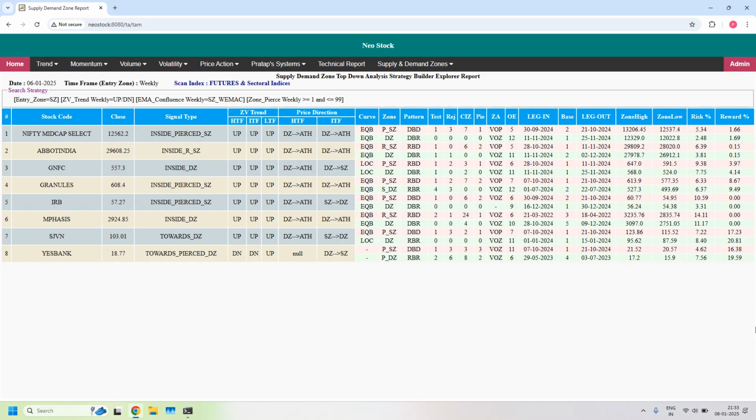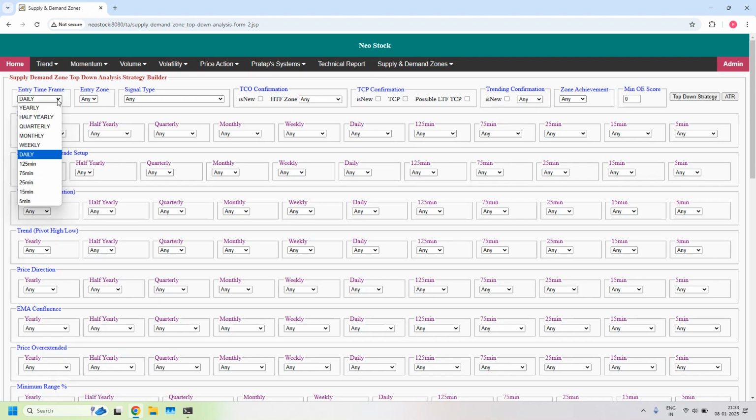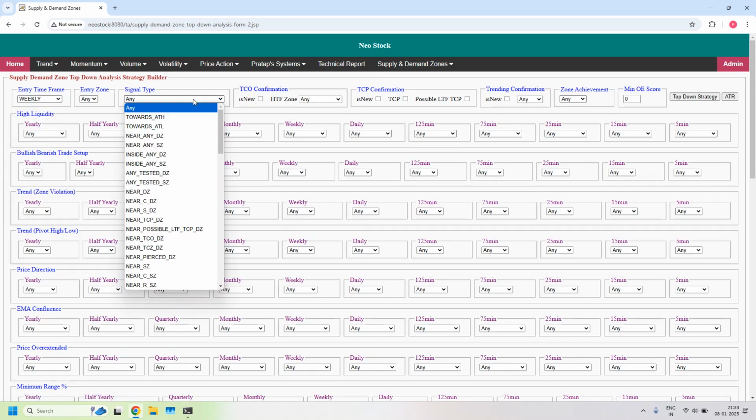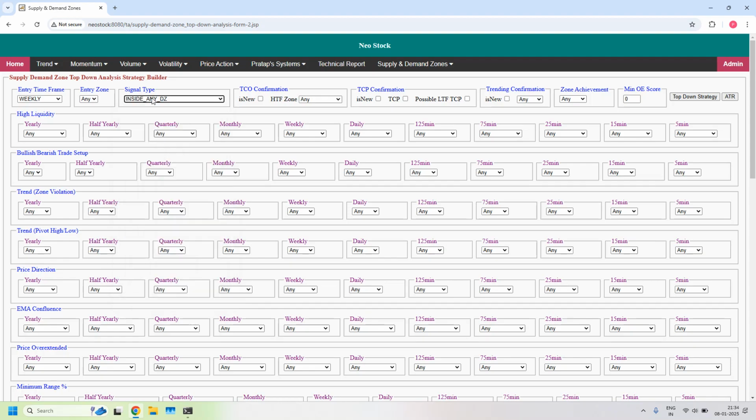Okay, this is about weekly pierced zones. Next, price closed inside the weekly zones. So weekly time frame, price closed inside the weekly demand zones. First we will look for weekly demand zones.